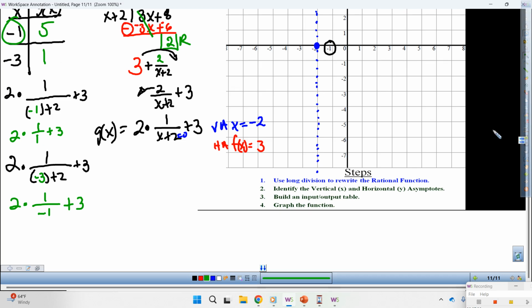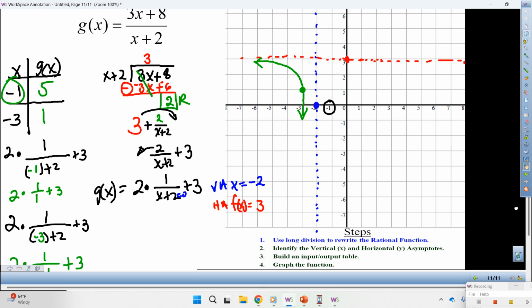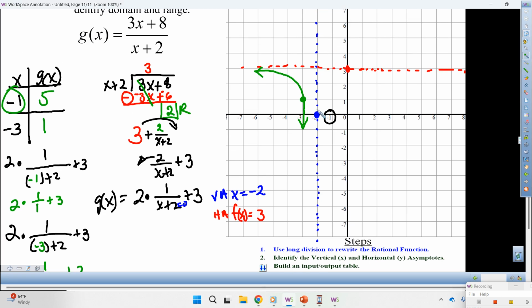All right, so here we go. For the left, I'm going to start on the left side. The left side, negative 3, and 1. Negative 3, 1. For the right side, we are at negative 1 and 5. Negative 1 and 5.